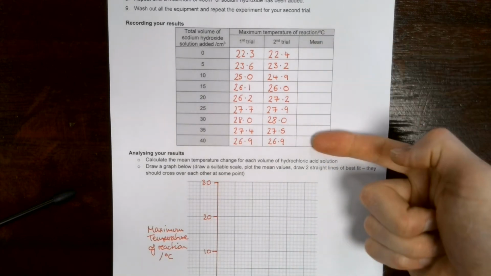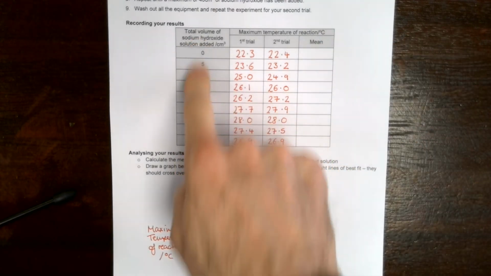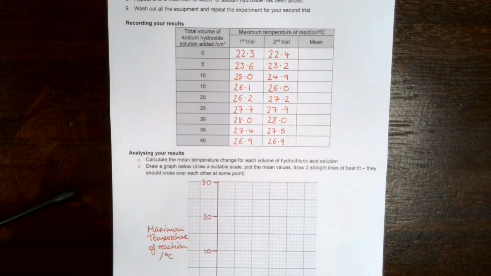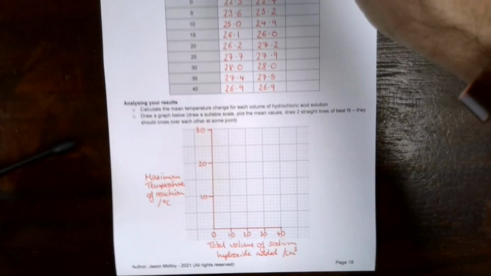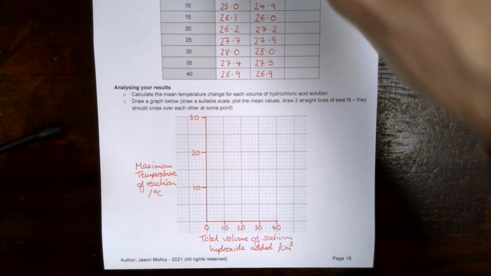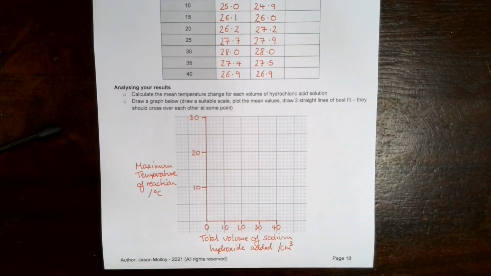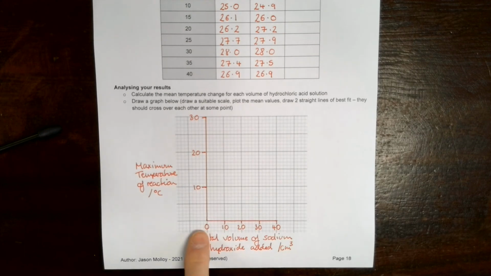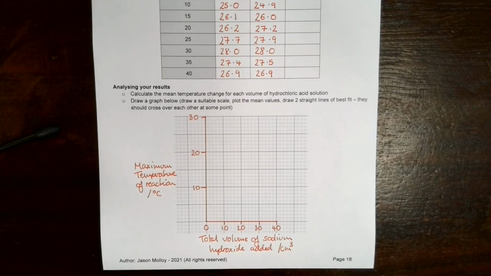So you're going to calculate the mean, and then you're going to use the total volume of sodium hydroxide solution added, and you're going to plot that against the mean result, and that's going to be on the graph paper underneath. And I've given you an example here of how you might lay out the axes. So our independent variable goes across the x-axis, and that was the volume of sodium hydroxide, and we're going to go from 0 to 40, and then the temperature of the reaction is the thing that we were measuring, so that's our dependent variable, and the maximum temperature we needed here was 30, so we can do a scale up to 30.